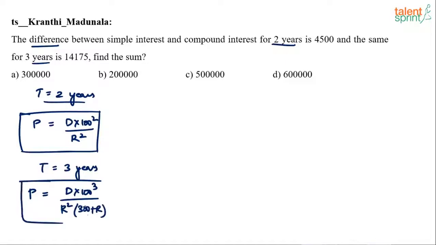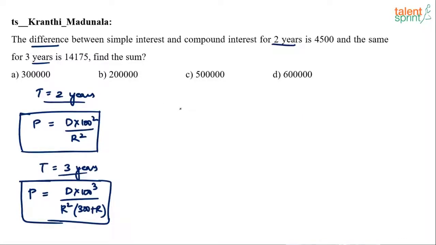Yeah, so we have been given two conditions, one for 2 years, the other for 3 years. The value of D is known to us. So D for 2 years, D for 3 years is known. P has to be calculated. So we'll get two equations basically, two equations and two unknown values. Try to get the value of R from that and then find out P. Ideally, that's the approach. So let's try it out, right?